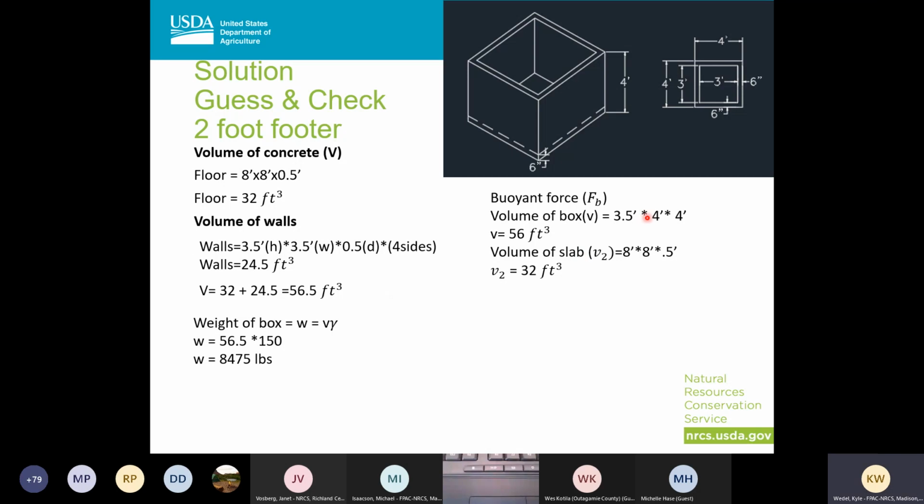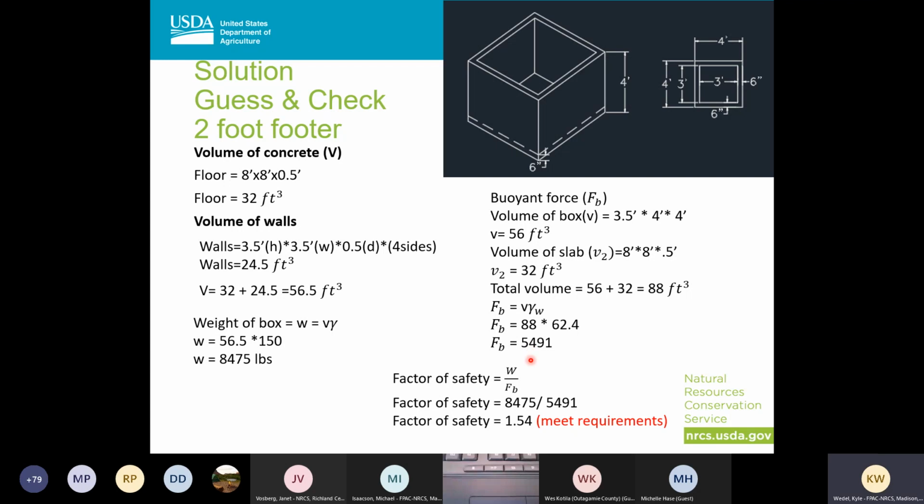So then again, I'm going to find my volume of the box, which hasn't changed from the last one. So I'm going to be 3.5 feet tall by 4 by 4. And then I'm going to find my volume of my slab, which again is the same volume that I found over here. Add those two together, I'm going to get 88 cubic feet. Multiply that by my unit weight of water of 62.4. And then I'm going to divide those out between each other. I'm going to get 1.54, so I know that this meets my requirements.